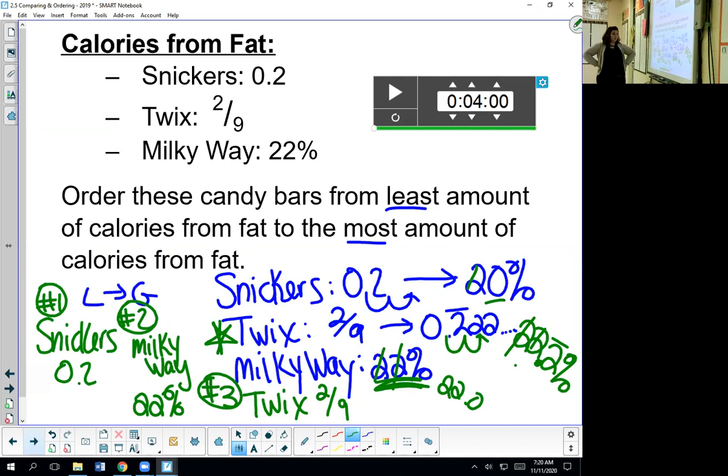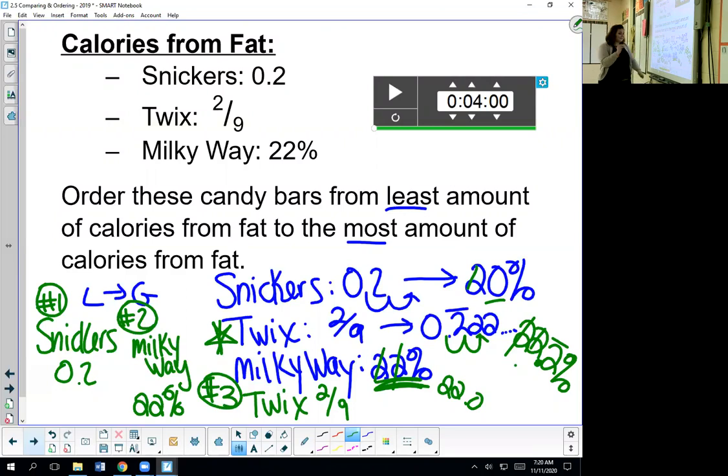So let's see what you should have gotten in order. Snickers was 20%, Twix was 22 and 2 repeating percent, and Milky Way was already given as 22%. So I made them all percents. Lowest one, obviously, 20% is the lowest, because the other ones are 22 and some change. And then you had to just look at Milky Way and Twix. Well, Milky Way is just 22%, whereas Twix has 22% as well, but it has a little extra. So that's why Twix is the largest.